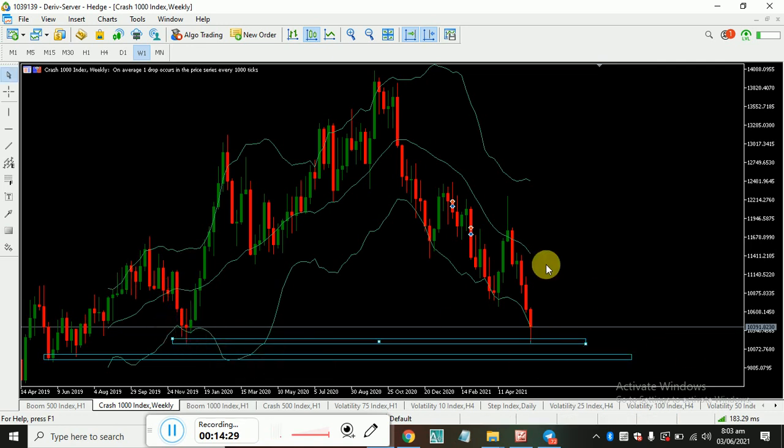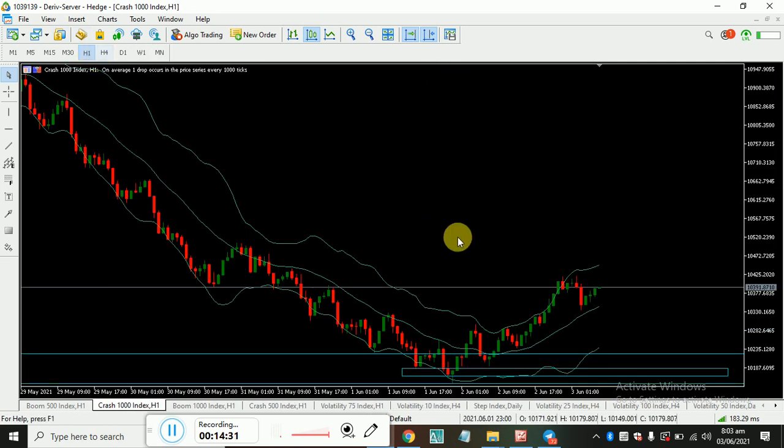lower low here. And let's go to our H1. You will see. Can you see it now? How it's stretched out. So guys, Bollinger Bands is the secret.